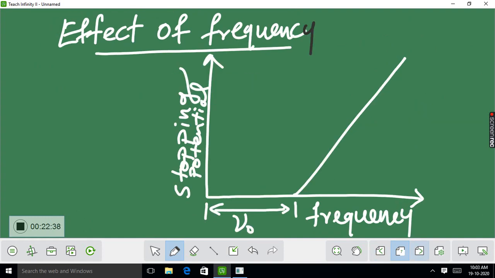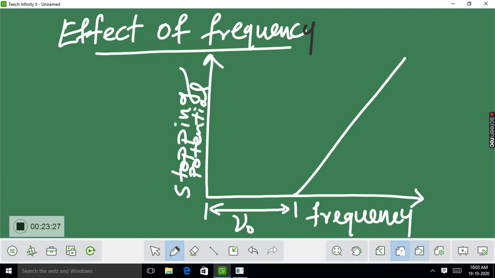Now let us consider the effect of frequency of radiation. In order to study the effect of frequency on photoelectric emission, we maintain the intensity of radiation and stopping potential at a constant value, and we take radiations of different frequencies but of the same intensity. For each radiation, we study the variation of photoelectric current and the potential of plate C, the collector plate.